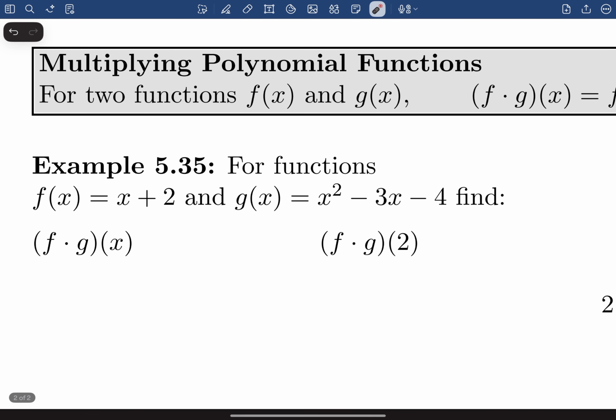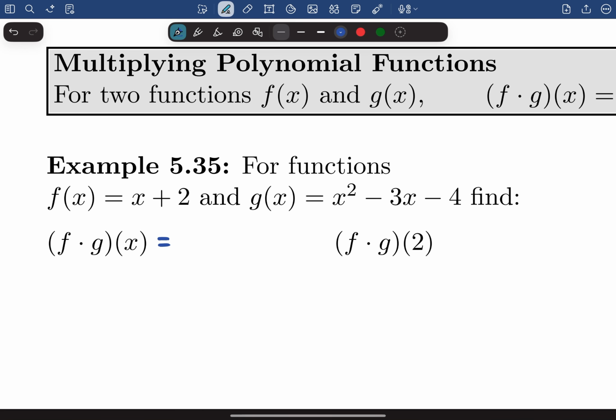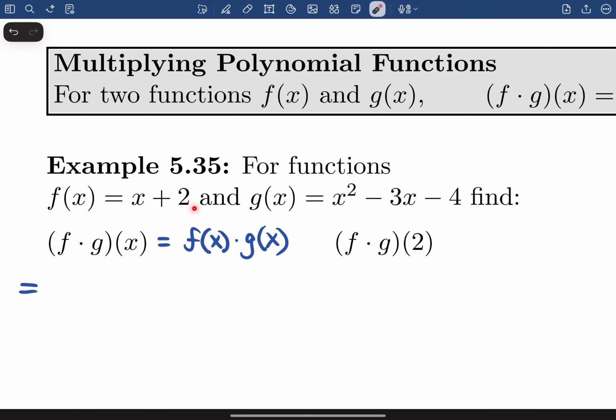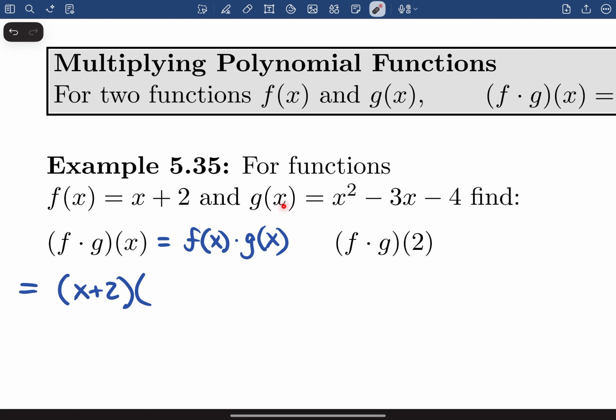Okay, example 5.35. For functions f of x equals x plus 2 and g of x equals x squared minus 3x minus 4, find f times g of x. Sure. So that's just f of x times g of x. But f of x is defined as x plus 2. So I take x plus 2, the f of x stuff, and I multiply it by the g of x stuff, which is this trinomial x squared minus 3x minus 4.